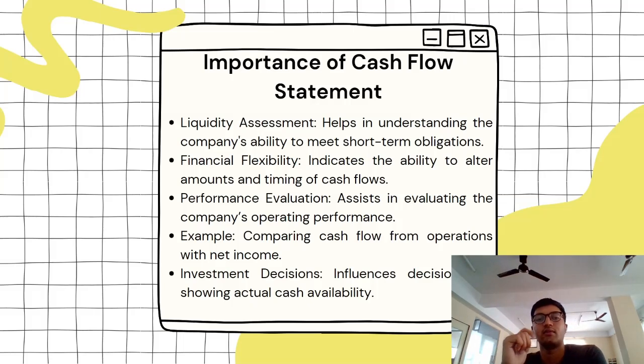Importance of the cash flow statement. It helps in understanding the company's ability to meet short-term obligations. So if you have some money that you have to return within a year, you will be able to repay it only if you have enough cash in your bank.